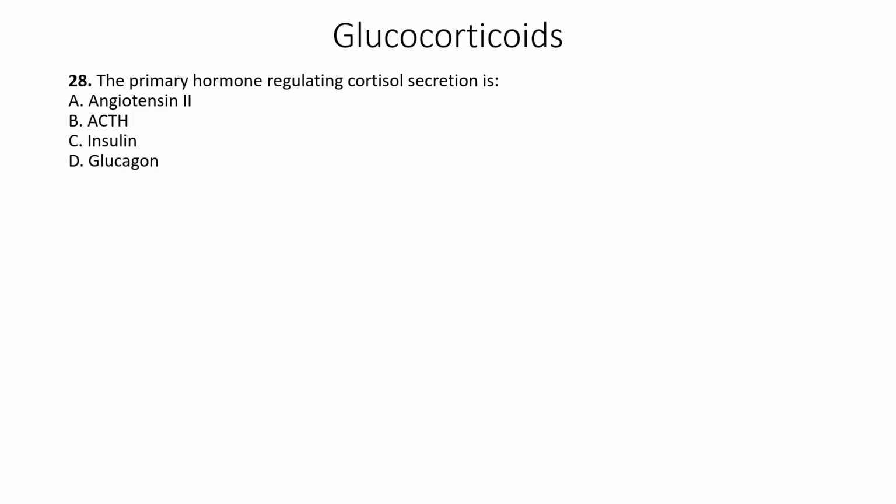ACTH, as you know, is adrenocorticotropic hormone, and it's one of the primary regulators of cortisol secretion. So where does ACTH come from? It's released from the anterior pituitary in the brain, and it acts on the zona fasciculata region. ACTH essentially stimulates steroidogenesis because it can cause the upregulation of enzymes involved in cortisol synthesis. Its secretion is also controlled by CRH from the hypothalamus.